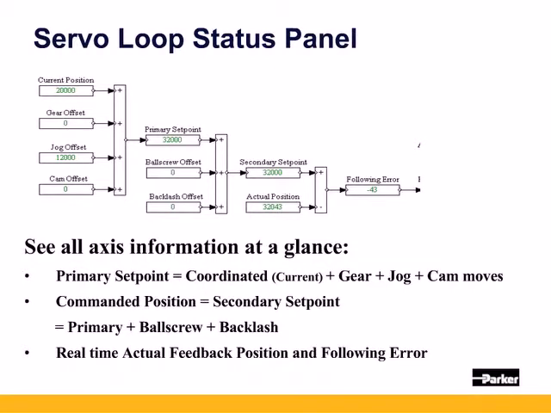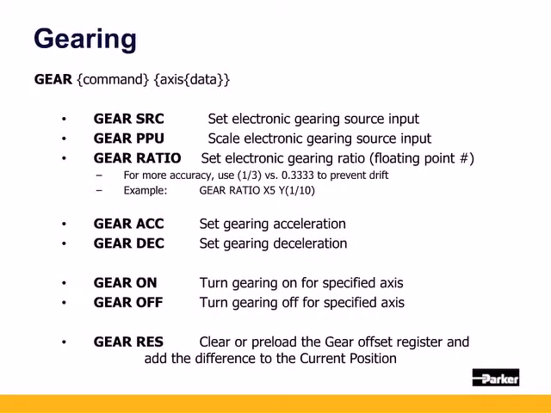Gearing is the third type of motion and allows one axis to follow another parameter, whether that's another axis commanded position, actual encoder position, jog move, or any other parameter. The source sets the parameter the axis gear move is tied to. Common sources will be shown on the next slide. Gear PPU sets the scaling.